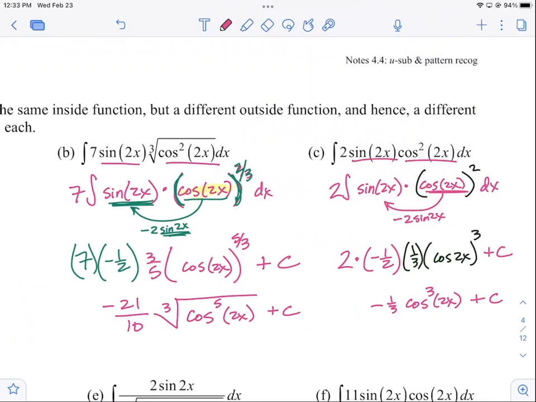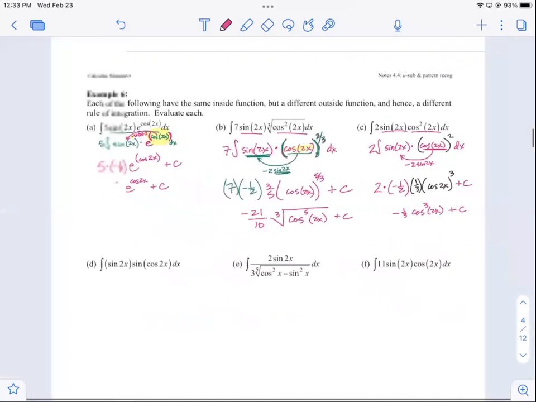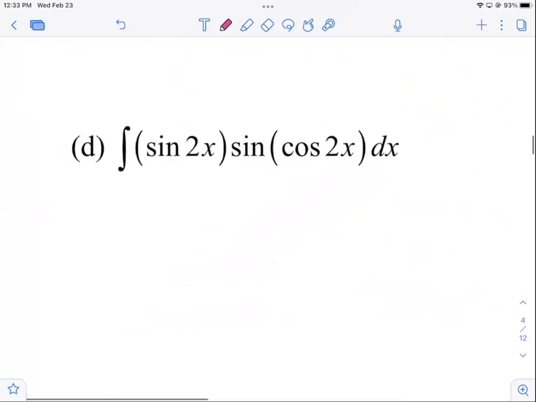I'm going through at a nice even pace, but if you have any questions or you want to see it using u-substitution, just holler. If you understand each one, then the more we work, the easier it gets.